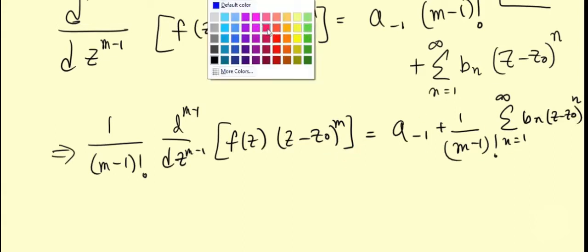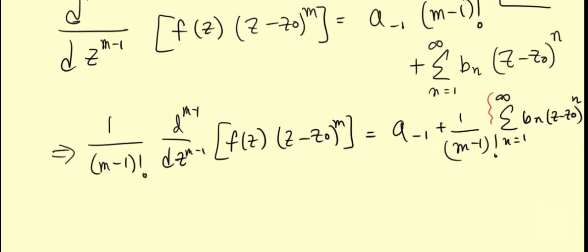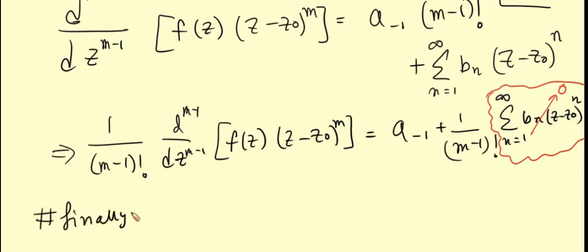Now you can see that if someone takes the limit z goes to z naught, all the terms over here will cancel out and they will go to 0, because it has z minus z naught to the power n, where n starts from 1 and goes up to infinity. And so that's why we want to take limits on both sides. So now finally, take the limit.